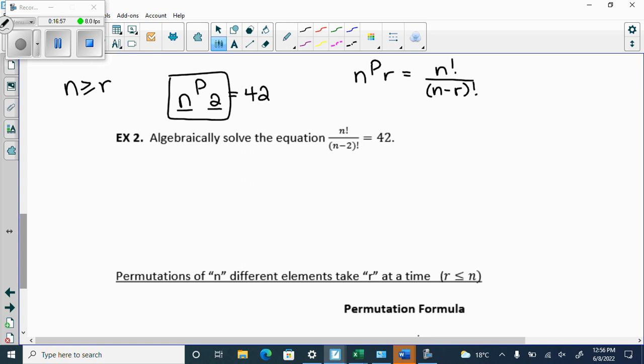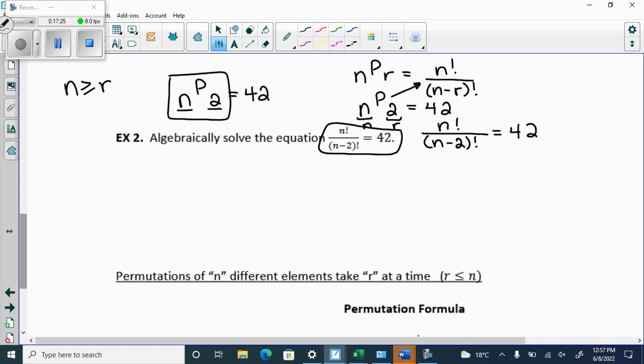So we have nP2 equals 42. We agree? Can I not put this into this formula? This would go in for n. This would go in for r. So what would I get then? I would actually get n factorial over n minus 2 factorial equals 42. I would get this exact question. So nP2 equals 42. These are actually the exact same thing. That one's just filled into the formula. So let's take that formula and see how we can do it algebraically.